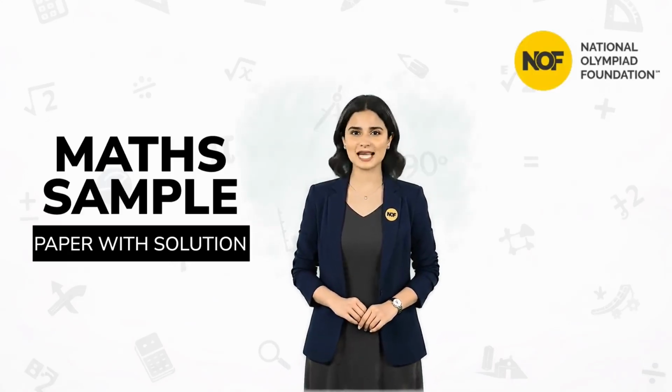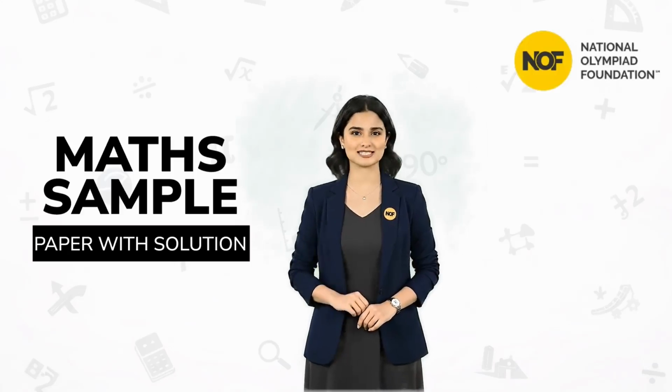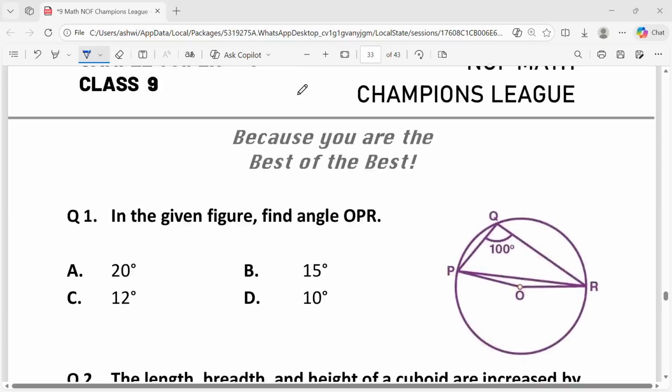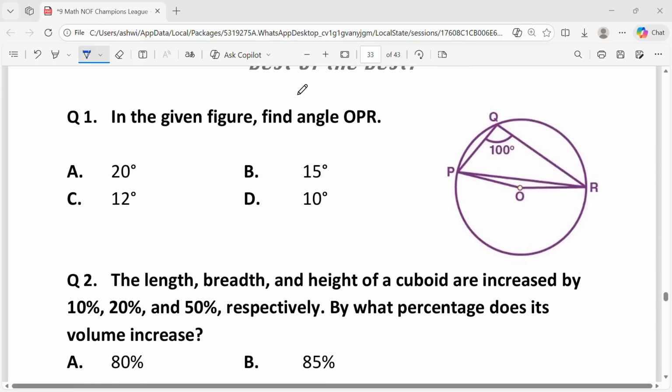Here is your math sample paper with solutions. Sample paper for class 9. Question 1. In the given figure, find angle OPR.